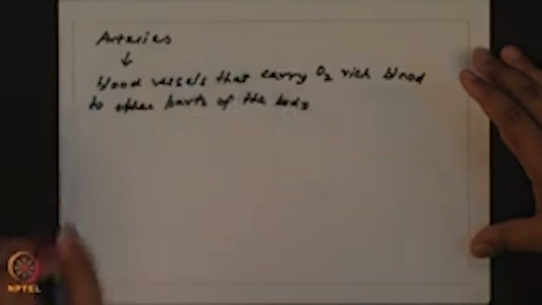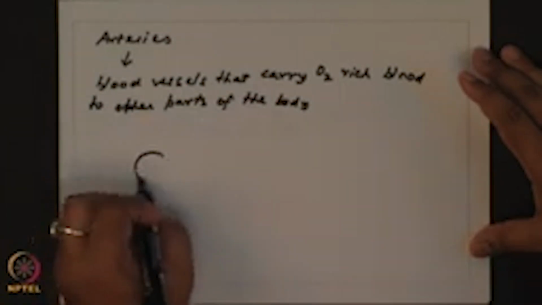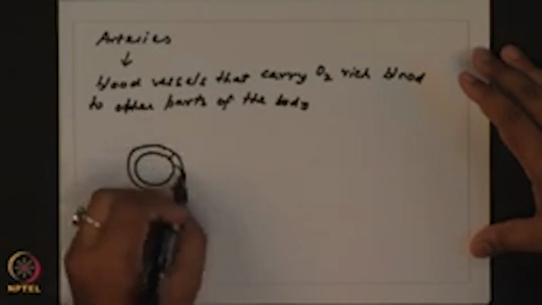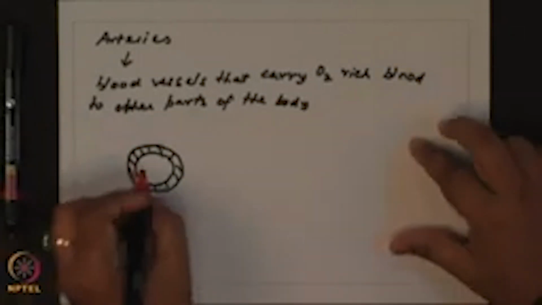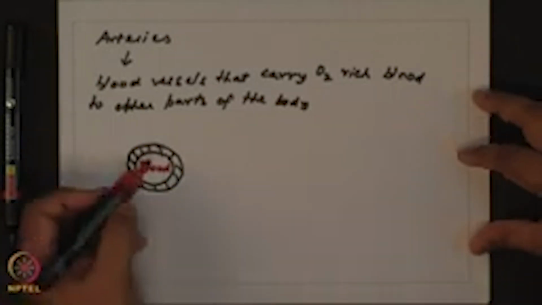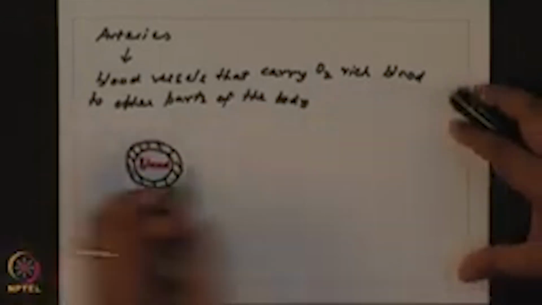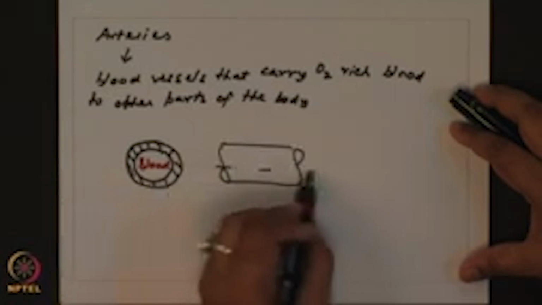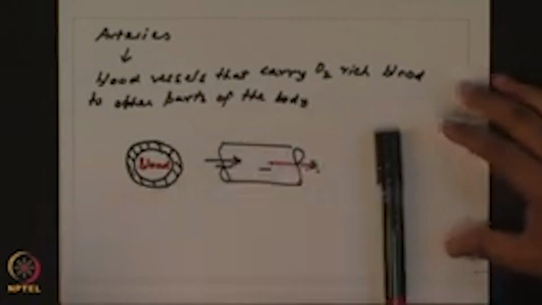Okay. So, if you see the cross section of a blood vessel, you will have this nice structure, where you have blood flowing through these channels. Okay. So, the cross section is circular. So, in side view, if I draw, I have blood flowing through this channel.